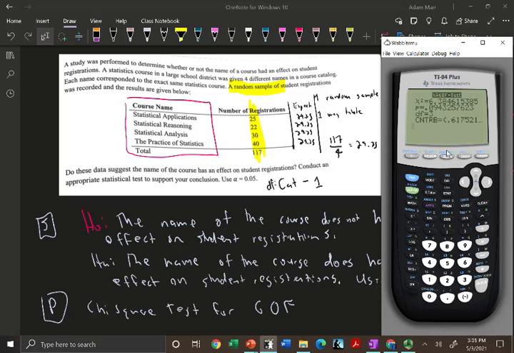Or you could just figure it out by observed minus expected, squared, divided by expected. Anyway, this is goodness of fit, so that kind of covers everything there.